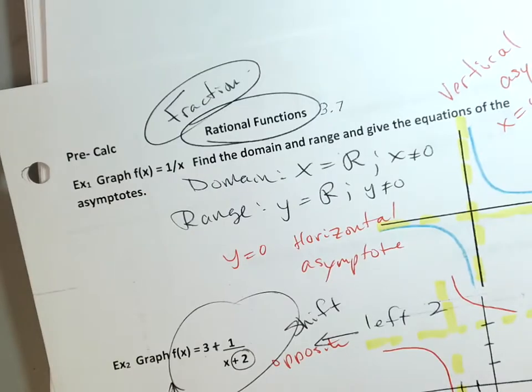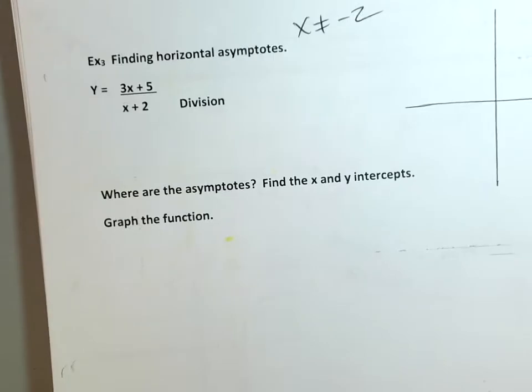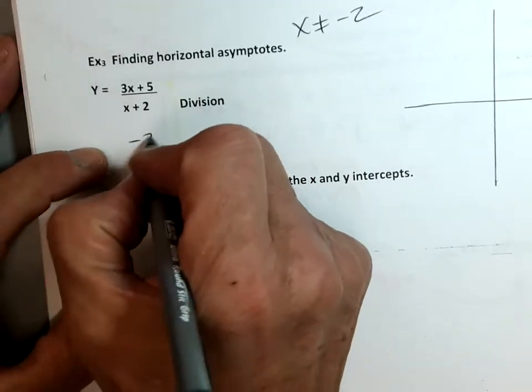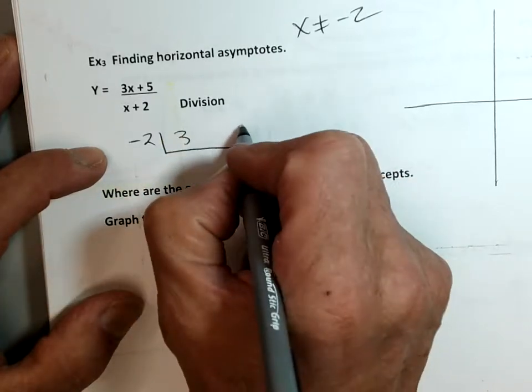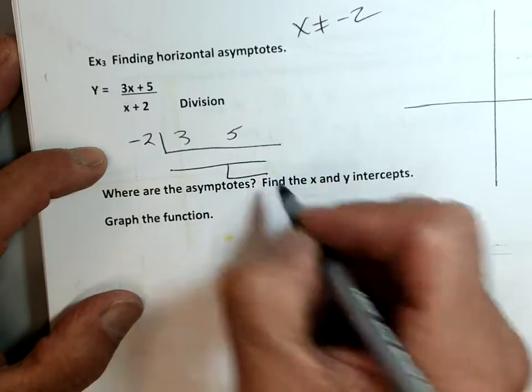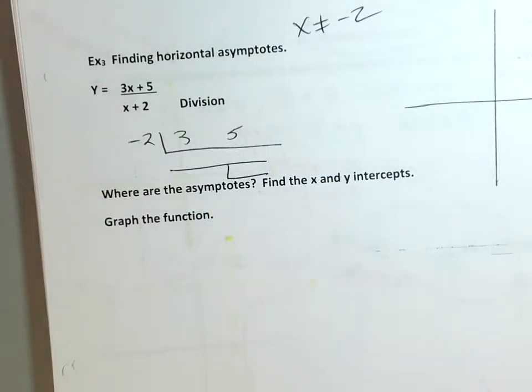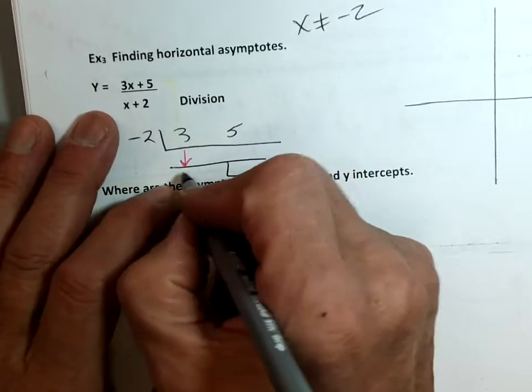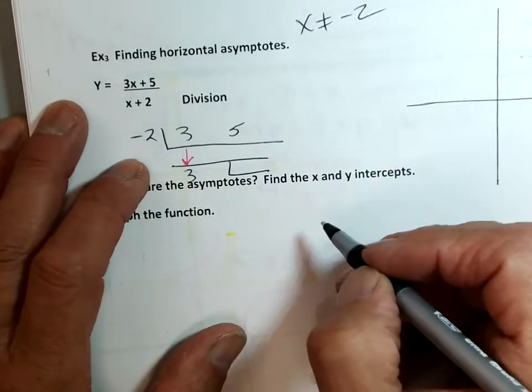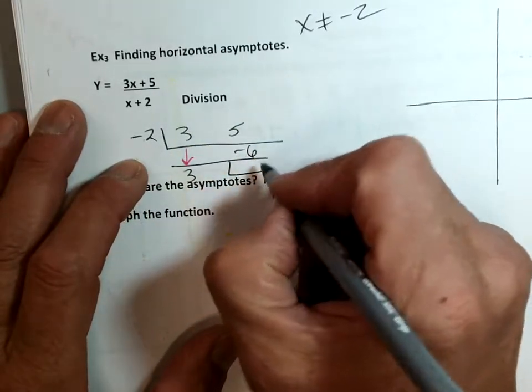So what I want to do on example 3 is use division. I can use long division, which is really easy in this case, or we can even use synthetic. Do you want to use synthetic division? Okay. So synthetic division, we'll go -2 into my 3 and my 5, and then my remainder, right? So I can slide down my 3, and I'll get a 3. 3 times -2 is a -6, and I'll get a -1. Okay?